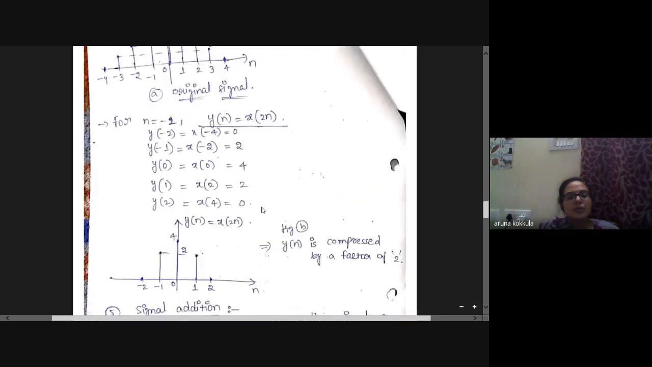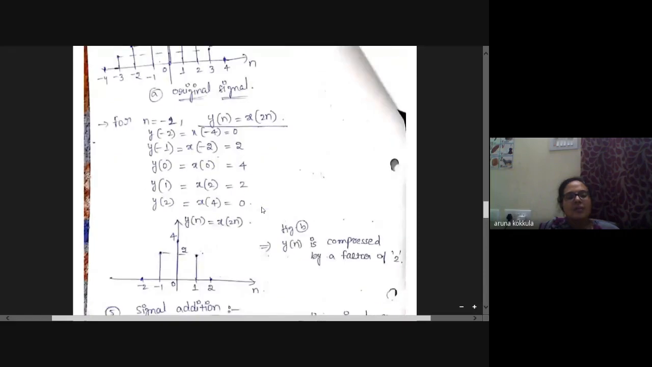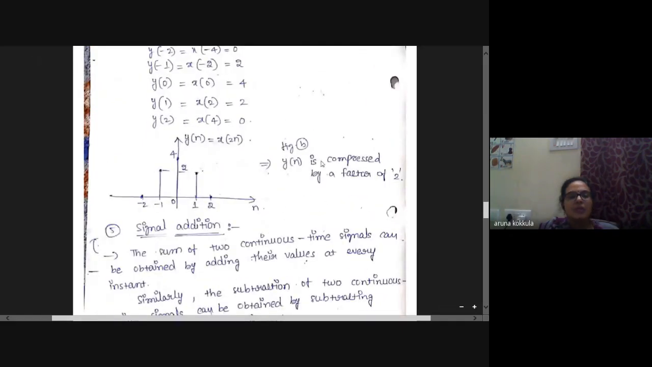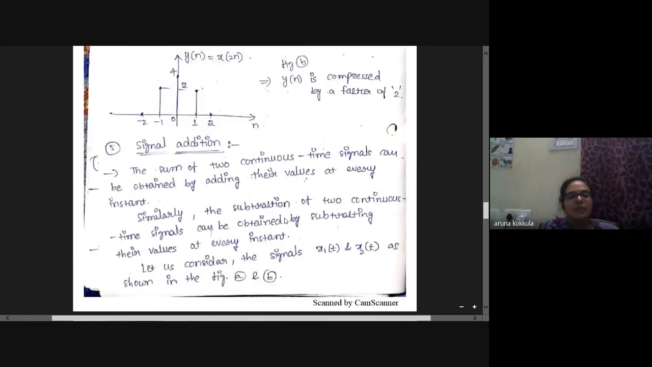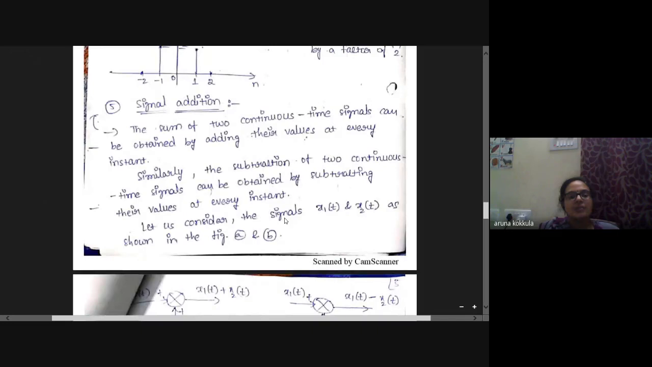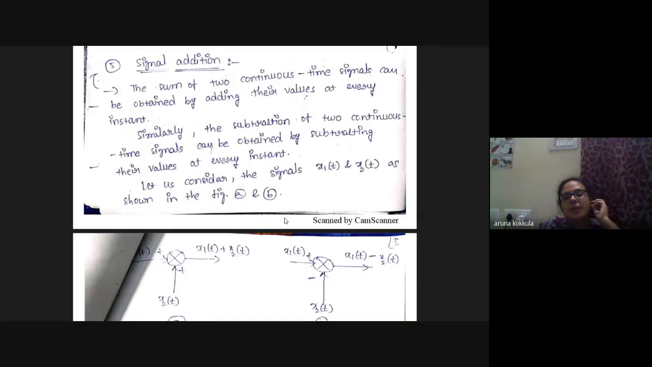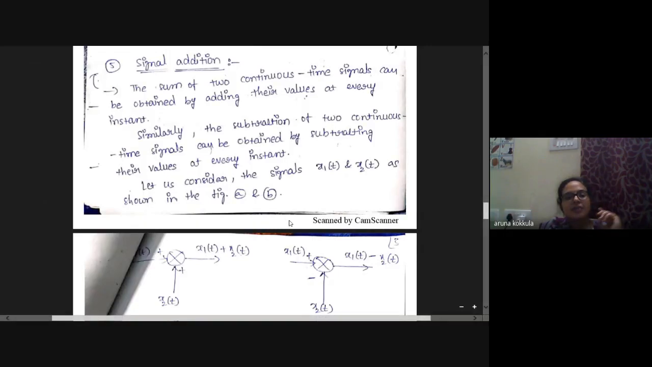So by doing the time scaling in the discrete time signal, we are going to lose information. So y of n is compressed by a factor of 2. The next operation is signal addition. The sum of two discrete time signals can be obtained by adding their values at every instant of time.